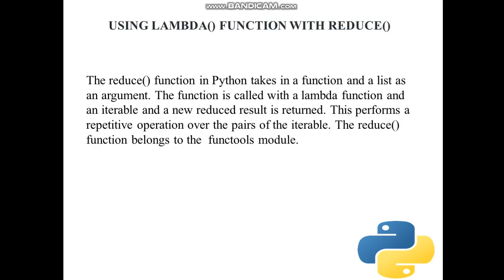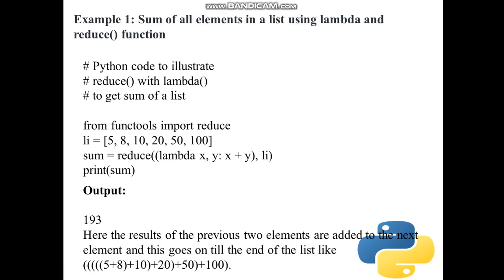Next is using lambda function with reduce. The reduce function in Python takes in a function and a list as an argument. The function is called with the lambda function and an iterable, and a new reduced result is returned. This performs a repetitive operation over the pairs of the iterable. The reduce function belongs to the functools module. See the example: sum of all elements in a list using lambda and reduce function.